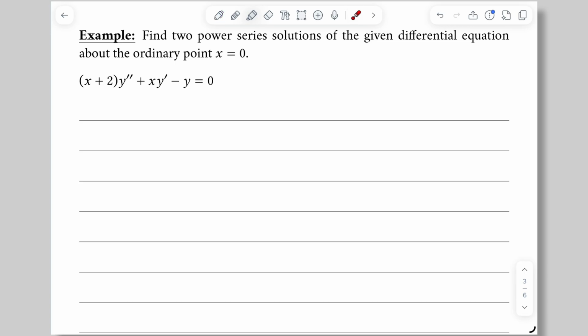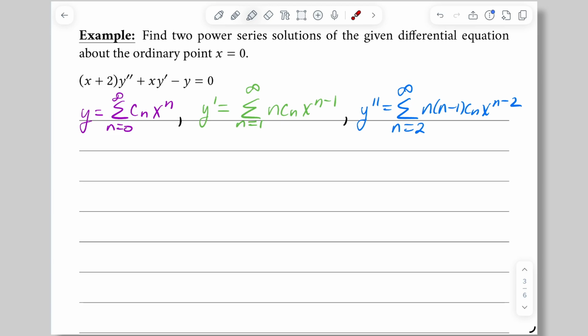Our differential equation here is the quantity of x plus 2 times y double prime plus xy prime minus y is equal to 0. And we can see that x equals 0 does not zero out the coefficient on the y double prime term. And so we have a power series solution, actually two of them, centered around the ordinary point x equals 0. As before, we're going to start writing down y equals the sum as n goes from 0 to infinity, c sub n x to the n, and then differentiate a couple of times.